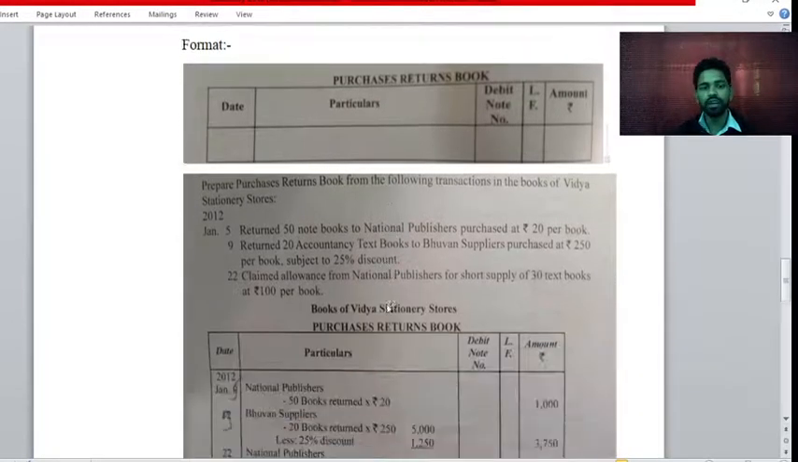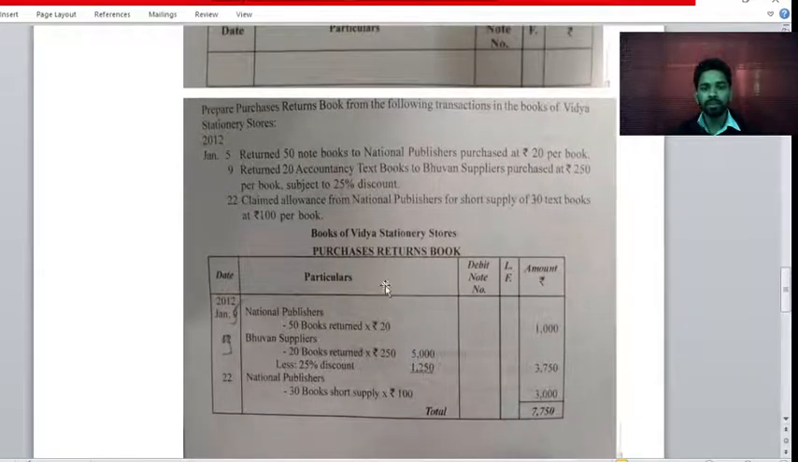Now see, the first problem on the purchase return book. Prepare the purchase return book from the following transactions in the books of Vidya Stationery Stores, 2012. The first transaction is: 5th January, return 50 notebooks to National Publishers, purchased at rupees 20 per book.